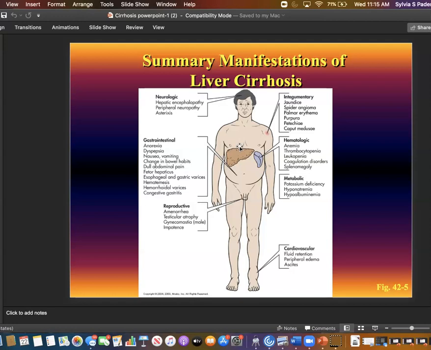So, summary of manifestations of liver cirrhosis. Neurologic is hepatic encephalopathy, otherwise known as altered mental status, peripheral neuropathy, asterixis. Integumentary is jaundice, spider angioma, palmar erythema, purpura, petechiae, and caput medusae. Hematologic is anemia, thrombocytopenia, leukopenia, coagulation disorders, and splenomegaly. Metabolic: potassium deficiency, hyponatremia, and hypoalbuminemia.